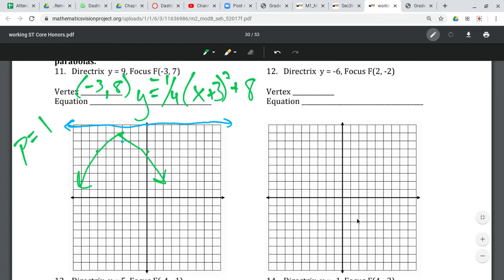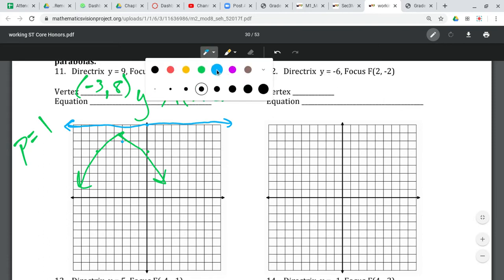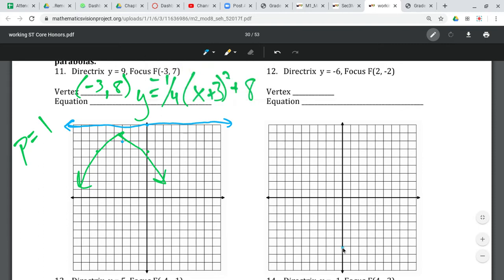All right, we're going to do one more together just so you guys have multiple examples for your 13 and 14. So number 12, our directrix is y equals -6. So we're going to go down to -6 on the y-axis. So 1, 2, 3, 4, 5, 6. So there's our -6. Let's see if I can draw a straight line this time. Hey, not too shabby.